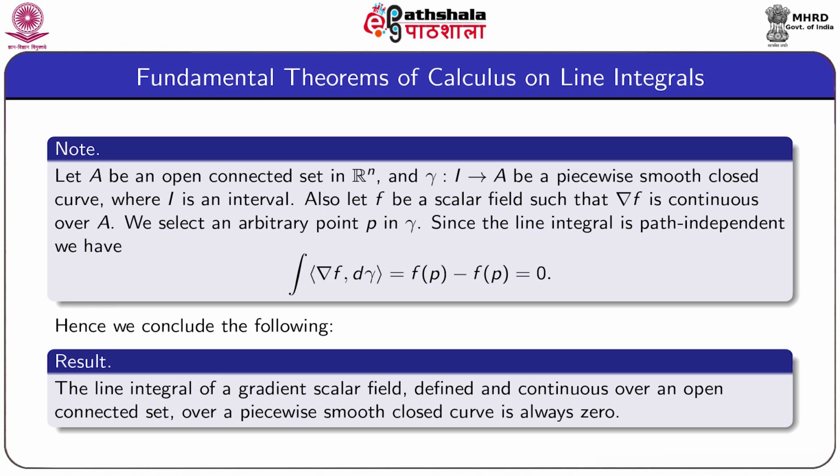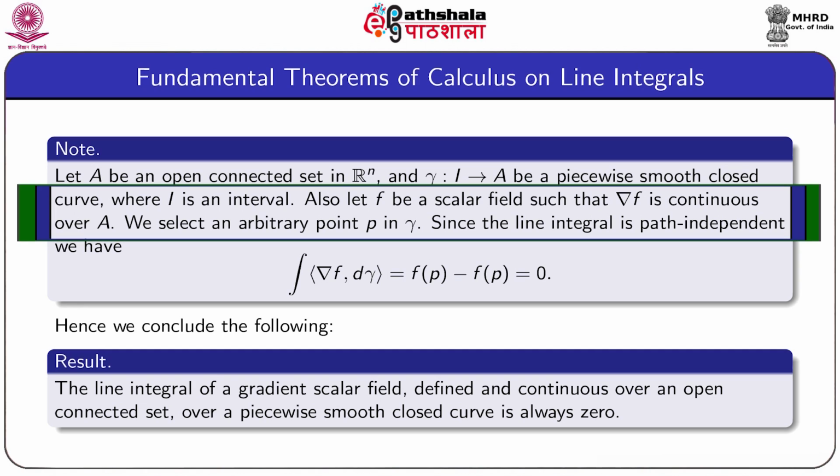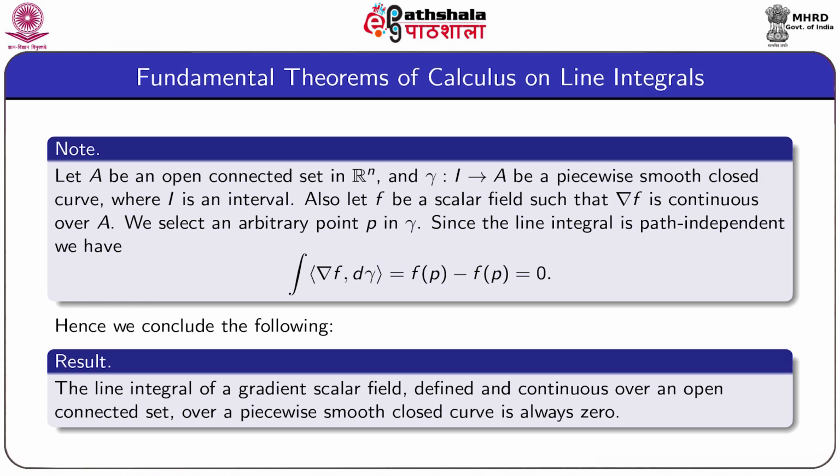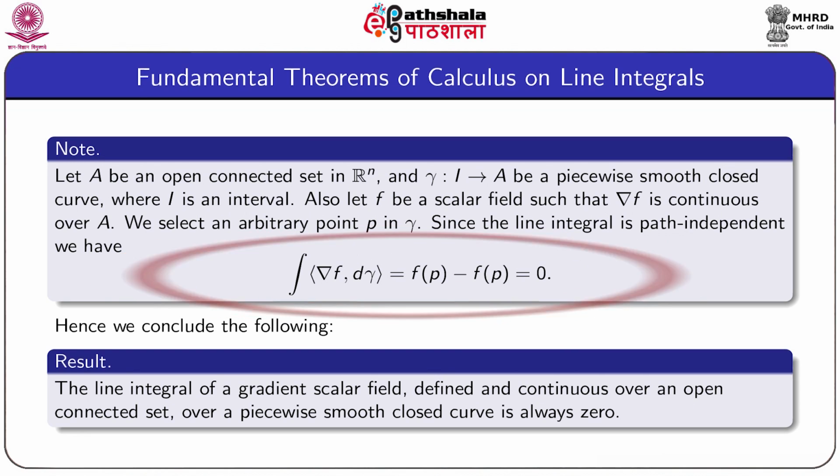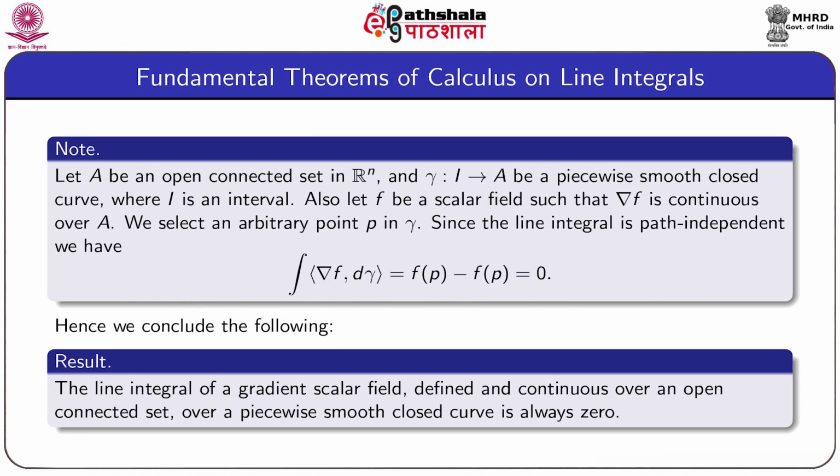Note: let A be an open connected set in Rn and γ from I to A be a piecewise smooth closed curve where I is an interval. Also let f be a scalar field such that ∇f is continuous over the set A. We select an arbitrary point P which lies on γ. Since the line integral is path independent, we have the integral over ∇f dγ equals f(P) minus f(P), which equals 0.